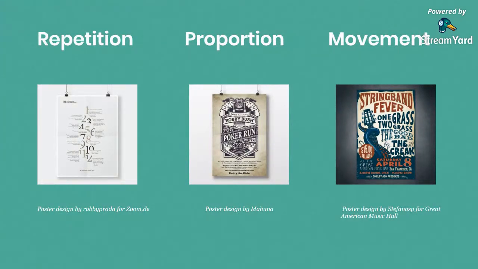So, proportion. Proportion is the visual size and weight of elements in a composition and how they relate to each other. It often helps to approach your design in sections instead of as a whole. Proportion can be achieved only if all elements in your design are well sized and thoughtfully placed.